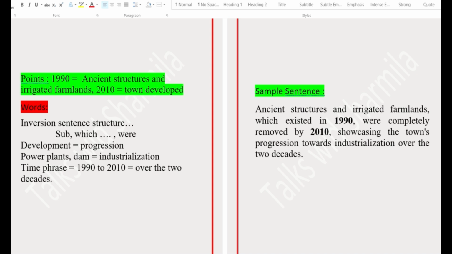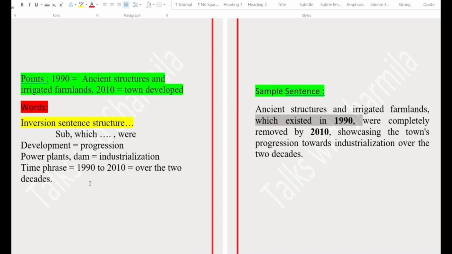Right. Then instead of using the word development, it is progression. Industrialization is the fitting word for power plants and dam construction. And the time phrase for these years is over the 2 decades. So here is the paragraph. Ancient structures and irrigated farmlands, which existed in 1990, were completely removed by 2010, showcasing the town's progression towards industrialization over the 2 decades.